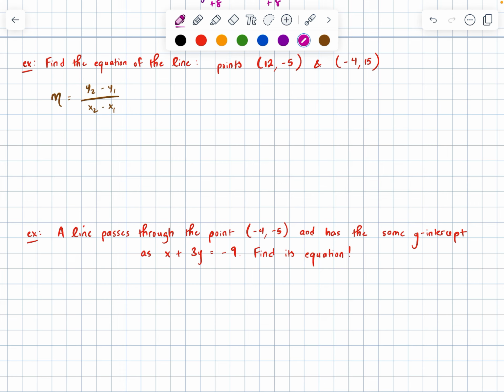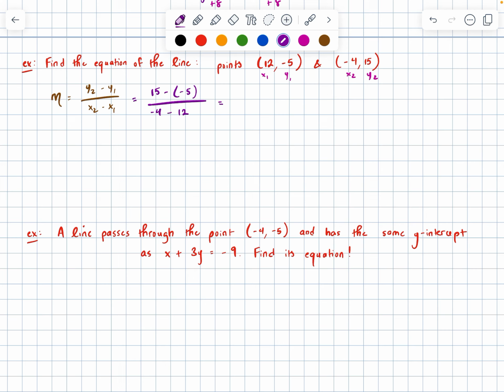Let's call this point on the left our x1, comma y1. Let's call this point on the right our x2, comma y2. Once again, our order, as we've seen, does not matter. So I'm going to take 15 minus negative 5, divide it by negative 4 minus 12.